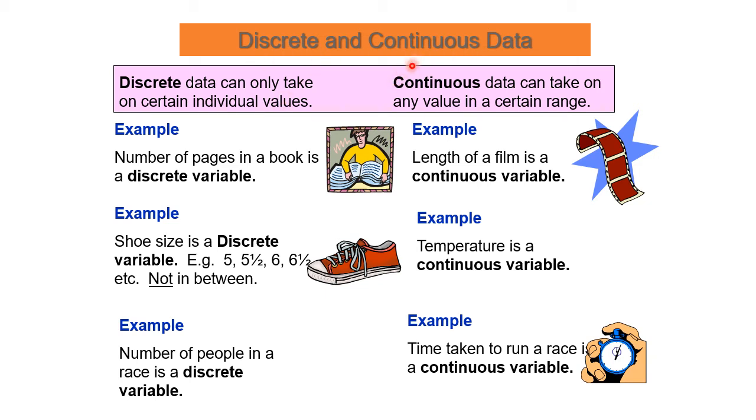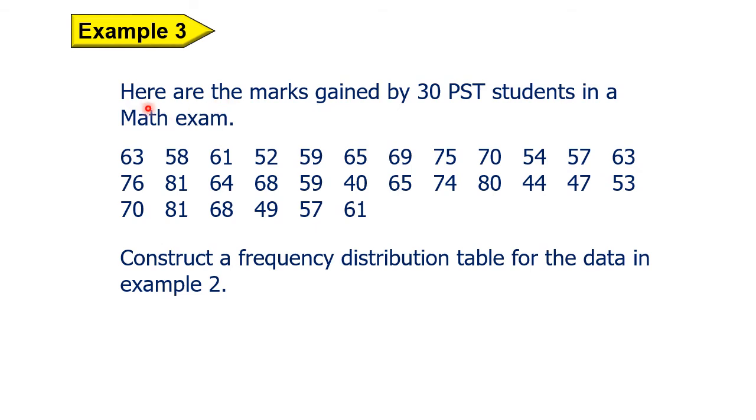And for your information, later on when we deal with probability and the probability distribution function, we still have to categorize into discrete and continuous data. So it's very important for us to understand at the beginning right here the difference between discrete and continuous. Right, so next we move to example 3.